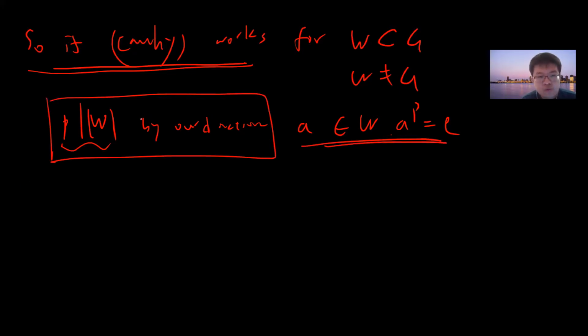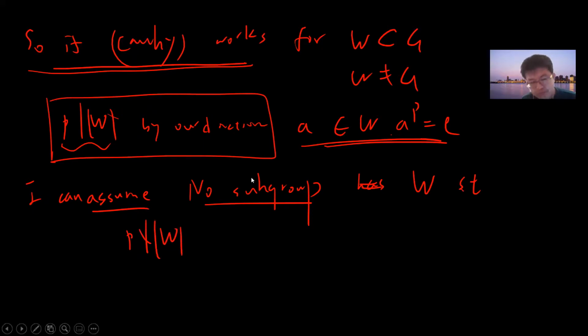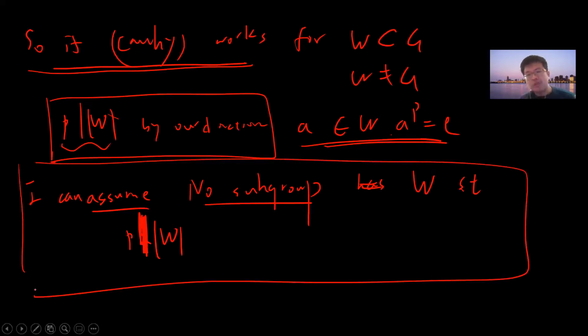So if I try to prove this theorem false, then I can assume there is no proper subgroup W such that P divides the order of W. I want to claim that this is impossible. Then conversely, you prove the theorem is true.